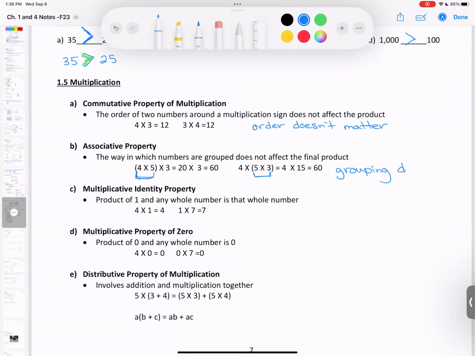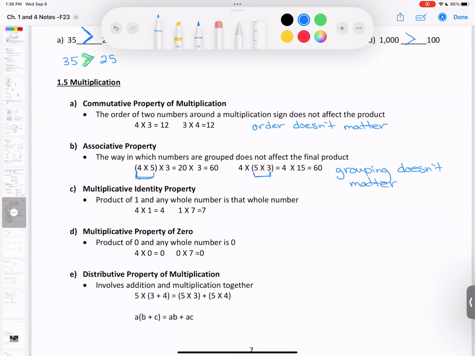So compare and contrast those two because they're pretty similar. The first one, usually you just have 2 numbers, okay? And you can flip the order of those 2 numbers and you'll still get the same answer. Associative property is where you're grouping them separately. So either you multiply those first 2 numbers together first, or you multiply the second and third number together first. Either way, you end up with the same answer.